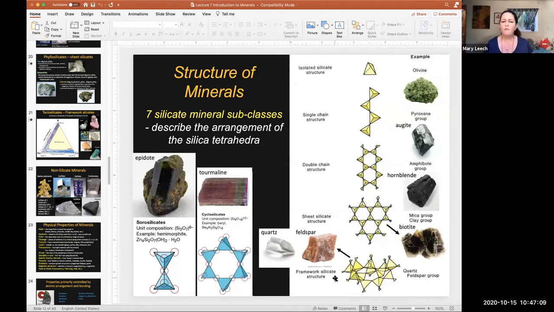The framework silicate structures, framework, you can think of a 3D network or 3D framework. Think of it as like building blocks or something like that. It's not just in this dimension, it's also in this dimension, a horizontal and a vertical dimension as you're building that mineral. Quartz, which is just silicon and oxygen in a certain ratio, that's a framework silicate, and all the feldspars.